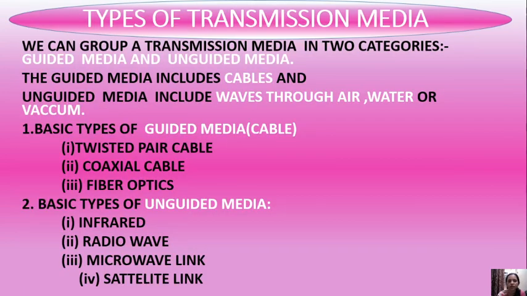Here you can see types of transmission media. We can group transmission media in two categories, guided media and unguided media. Guided media includes cables and unguided media includes waves. Waves through air, water or vacuum. Basic types of guided media are twisted pair cable, coaxial cable and fiber optics. And basic types of unguided media are infrared, radio wave, microwave link and satellite. So in this video, we are going to discuss about unguided media infrared. So let's start the topic now.